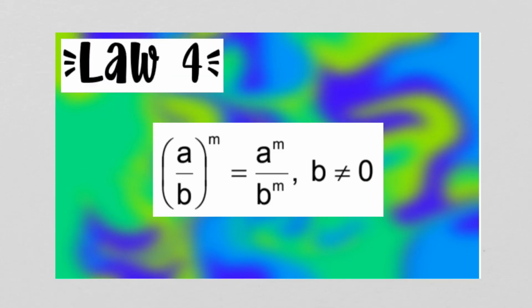Law 4 is just like Law 3, but it has to do with fractions. If you have a fraction a over b and it's raised to a power, that power goes to the top of the fraction and the bottom of the fraction. Here it says if b does not equal 0, that just means you can't have 0 as the denominator of your fraction. So here you have a to the 4th, and remember, you now have a squared with it, over b, and squared is now with it too.